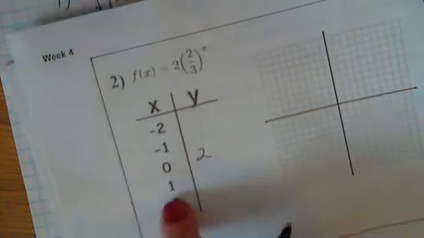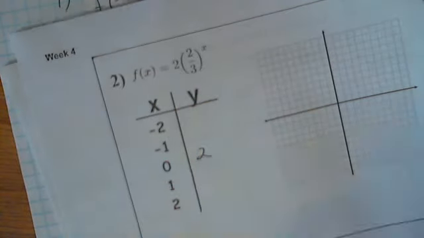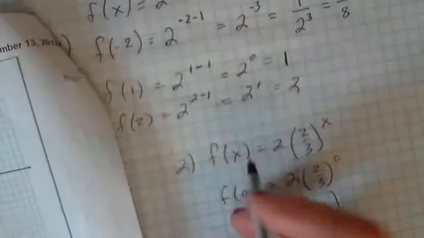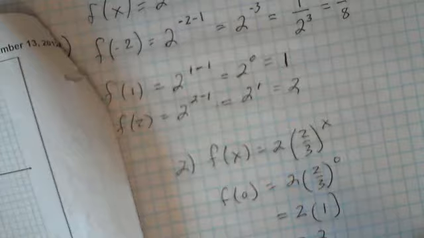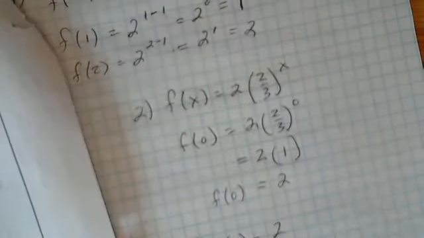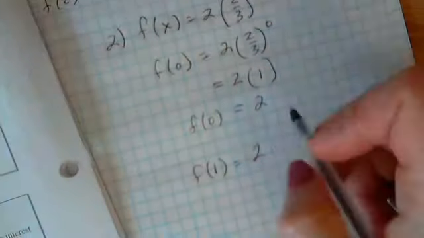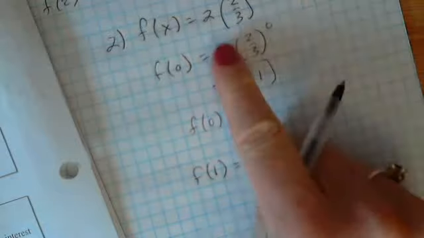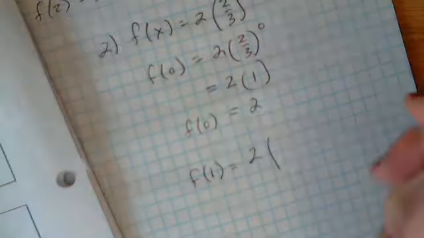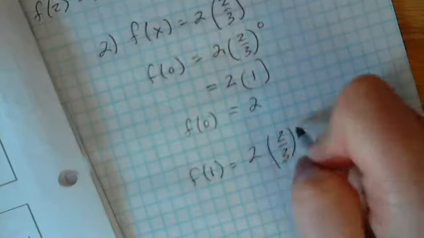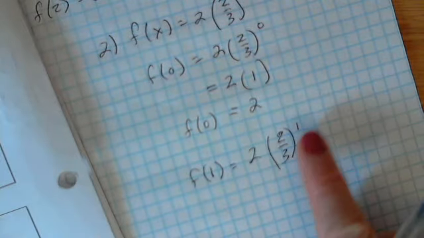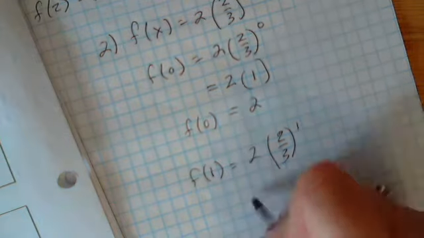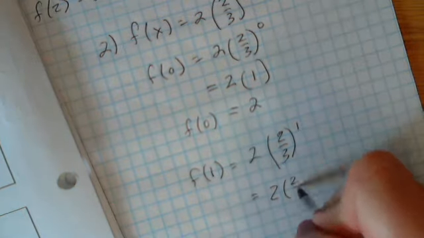Let's try another one by hand. Let's try putting a 1 in for the function. So f of 1, I think we can do this one by hand also. So putting 1 in, I rewrite the function, and wherever x was, I'm going to put a 1. So 2/3 to the 1 power. Now any base to the first power is just that same number back again. So I just get 2 times 2/3.